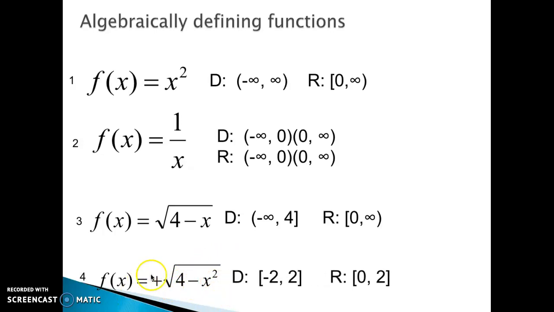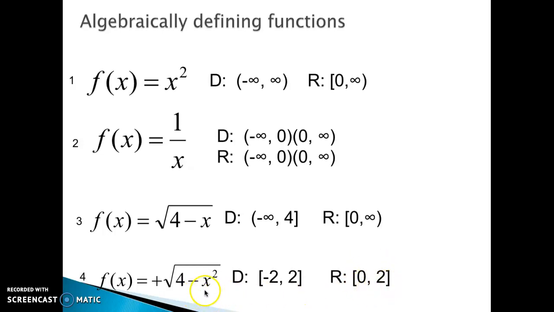Well, in this particular case, everything can go in here except for values that will make this radical negative. So I can't put in anything bigger than 2, but I also can't put anything lower than negative 2, because if I put in negative 3 and square it, I would get 4 minus 9, which would be a negative number, or even negative 2.1. That still would give me a negative number underneath that radical. So my domain is from negative 2 to 2, and my range, what comes out here, is only from 0 to 2.